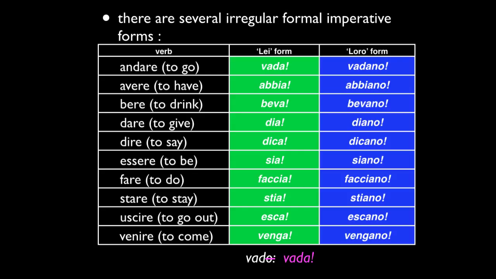Look at bere. You want to say I drink, it's bevo. Chop the O off, add an A. You got beva. So if you wanted to tell somebody you didn't know to drink something, I don't know in what context you would do that, but beva, maybe at a party and you want to encourage them to have a drink. You say beva. Same thing with dire, dica.